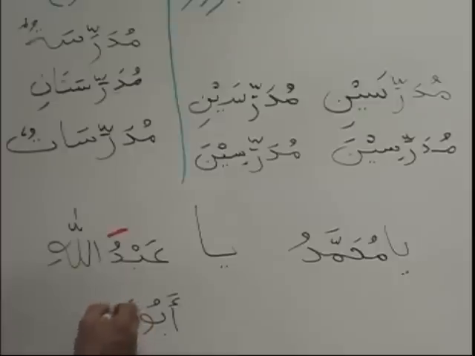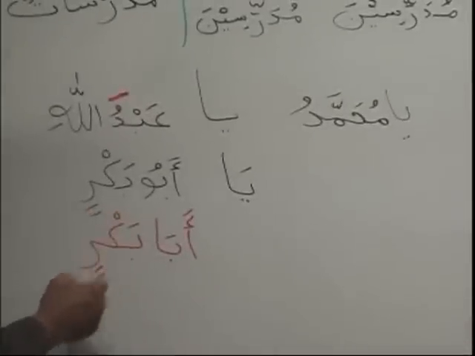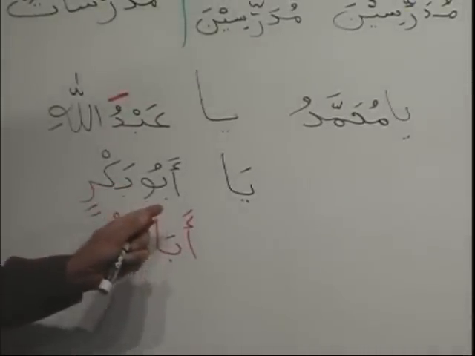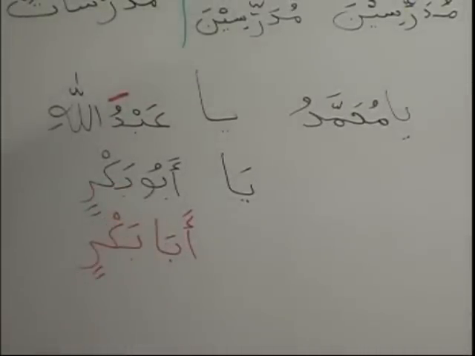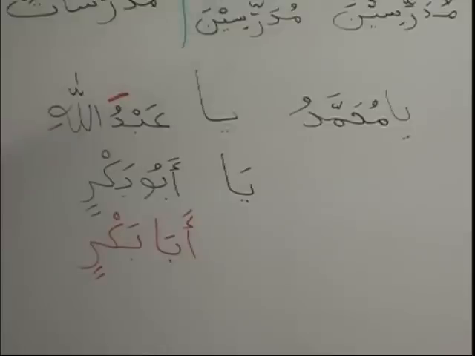Abu Bakrin. And when you put Ya there, Abu will change into Abba. Abba Bakrin. Are you with me? Because this is a special noun, remember? Abu, Ahu, when they are mudaf, they have a different spelling rule. So it will become Abba Bakrin. Abu Bakr, when you say Ya, then you will say Ya Abba Bakr.